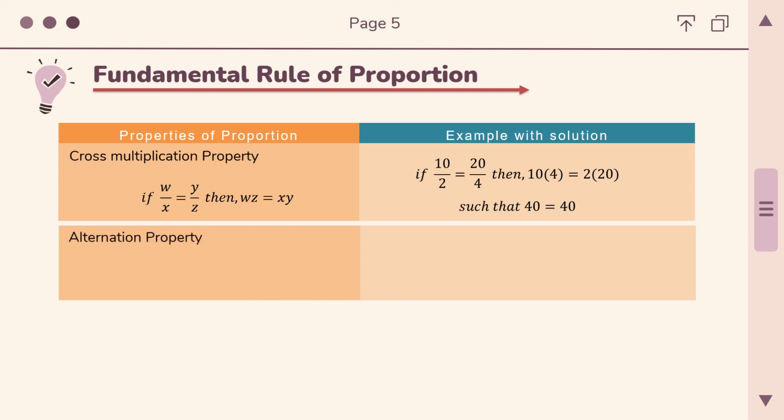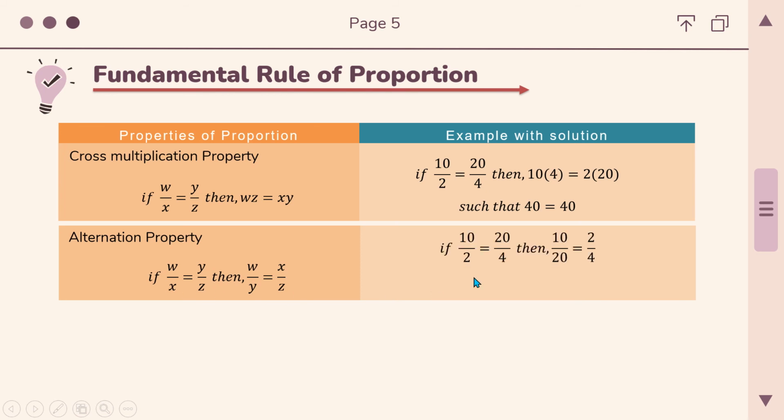The second property is alternation property. Okay, it states that if w over x is equal to y over z, then w over y is equal to x over z. So, kung may nabantayan ninyo ani, nag-atbang ang nagparis ang w ug ang y. Puro numerator ang nakasuwat sa left side sa proportion. Ang nakasuwat sa right side is ang puro denominator x ug z.